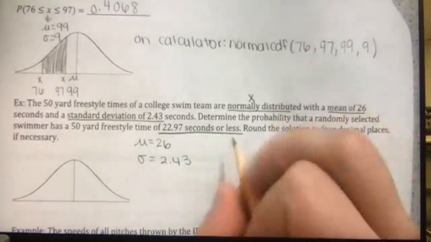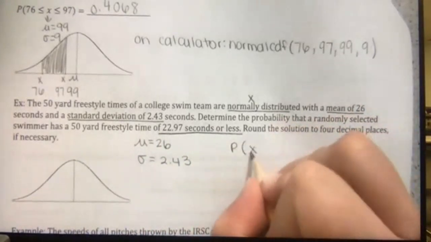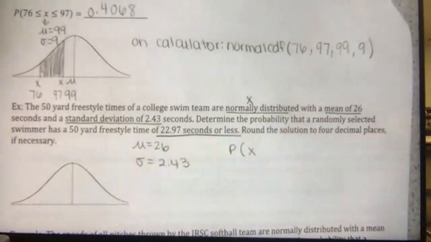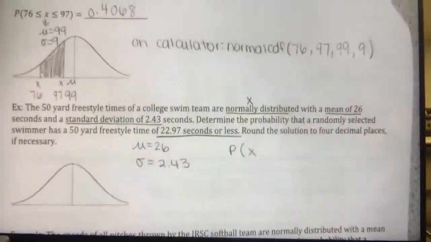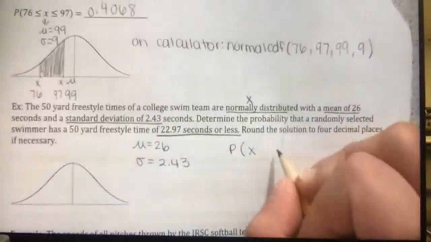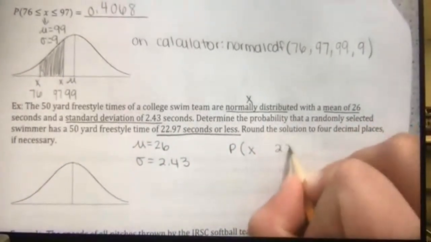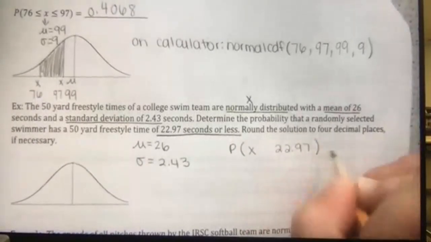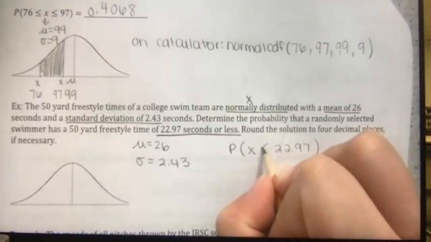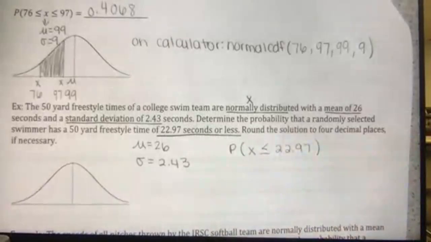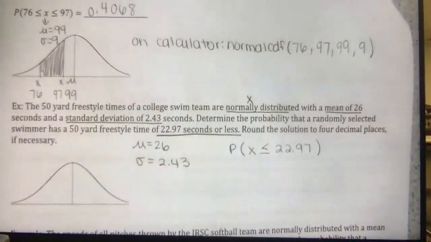So it's asking for the probability that X, because we're talking about normally distributed, not standard normal, has a freestyle time of 22.97 or less. So X is less than or equal to 22.97. Round to 4 decimal places as needed.